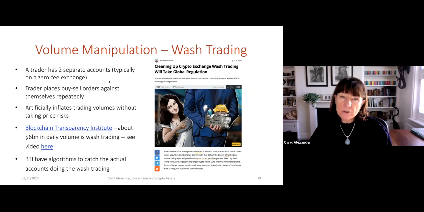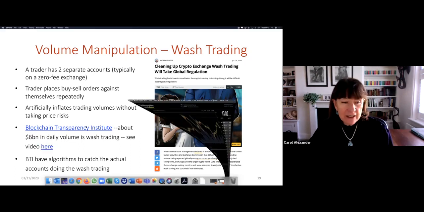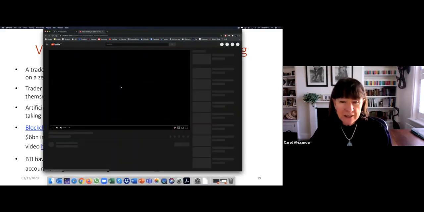Well, a trader's got two separate accounts. We couldn't call them makers because all they're doing is trading against those two accounts. They place buy and sell orders against themselves repeatedly. So this just inflates the trading volume, but it doesn't move the price because it's buy, sell, buy, sell, buy, sell. And they do that because they get these fee rebates. So let me have a look at this video first here, and then I'll take you to the Blockchain Transparency Institute.